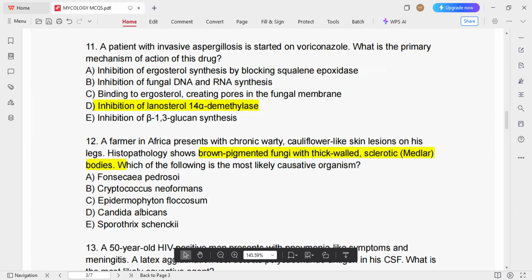Then this Epidermophyton, that one causes tinea. We call them dermatophytes. So things like tinea pedis, which is the athlete's foot, tinea corporis, all those are Epidermophyton, they're dermatophytes. So the answer remains Fonsecaea pedrosoi. It causes chromoblastomycosis. So you'd have used elimination to try and get it, okay?